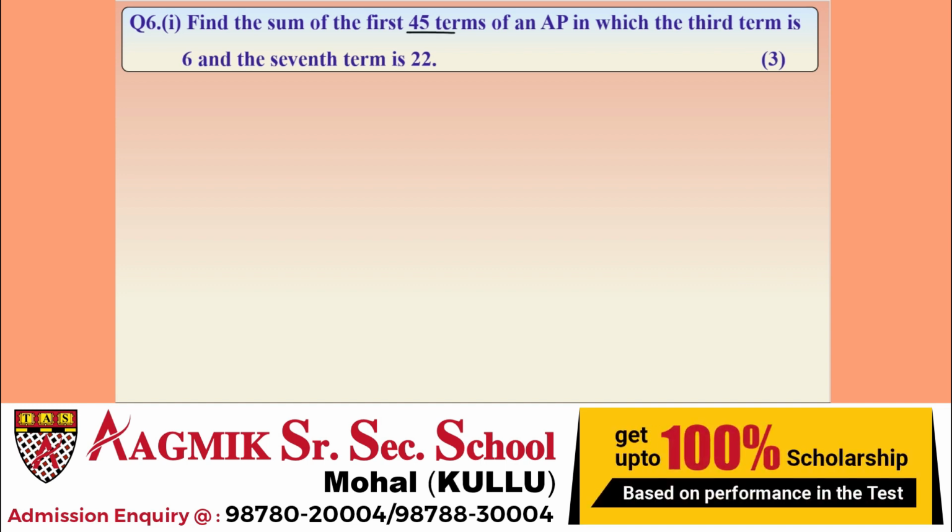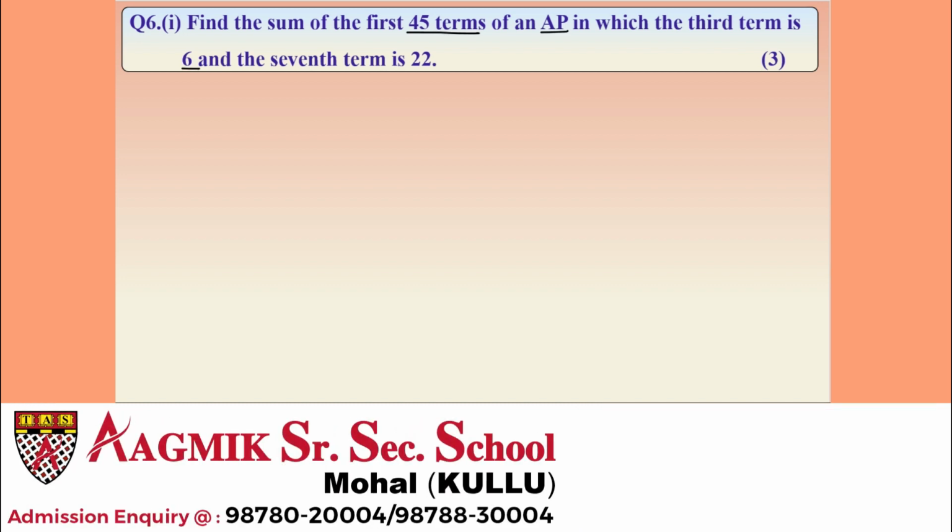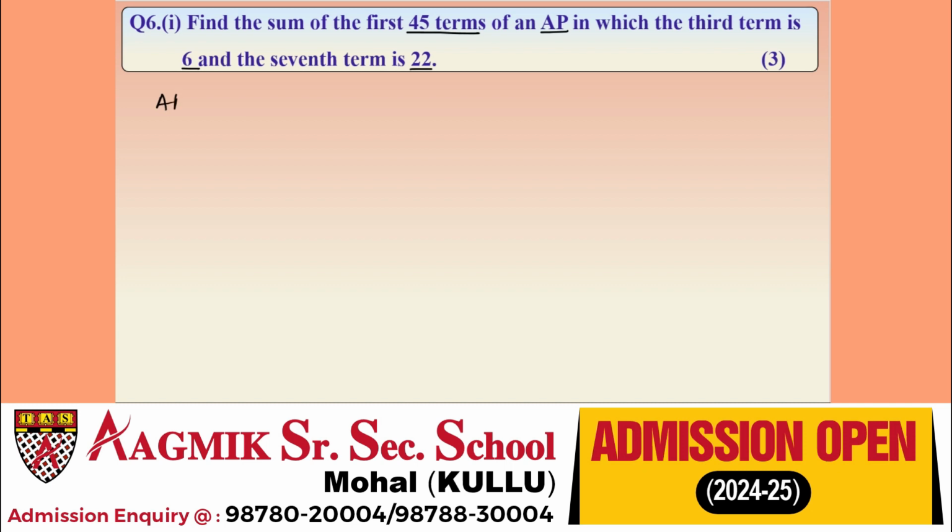Now moving on, let's have a look now at question number 6 part 1. We need to find the sum of first 45 terms of AP, in which third term is 6 and seventh term is 22. So we are talking about an AP.